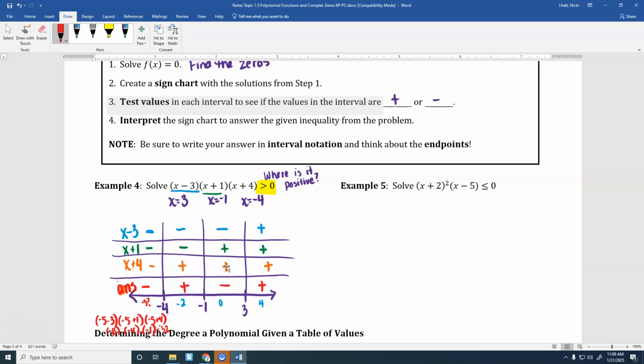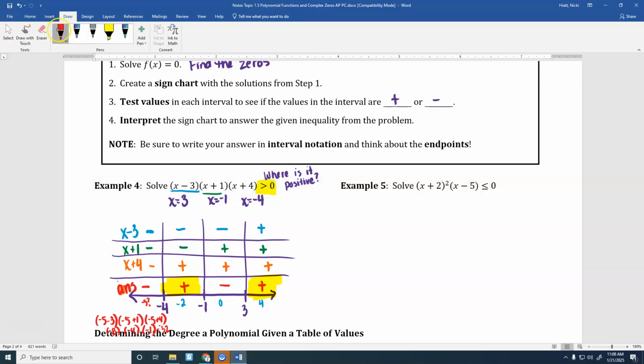If you have an odd number of negatives, you will get a negative. If you have an even number of negatives, you will get a positive in that answer line. So then, my problem is asking for where this is positive, so I would be looking right here and right here. Okay, you're only looking at your answer line whenever you do that.